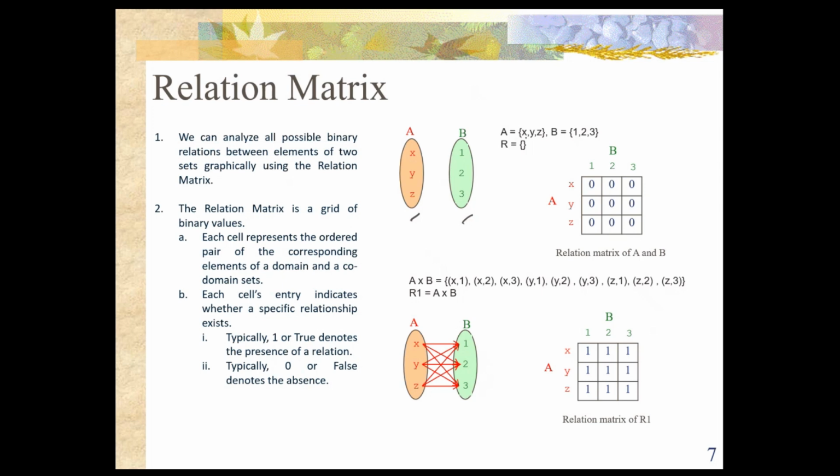If we are to write this down in a propositional format, then this is how we do it. A is a set or list of elements X, Y, Z. B is a set or list of elements 1, 2, 3. And R here, check this out, is an empty set. R here is the relation set. It is empty because, as you can see here, there are no connections between the elements yet. Okay. Now, we can represent this relation using the relation matrix. So the relation matrix is drawn as follows.